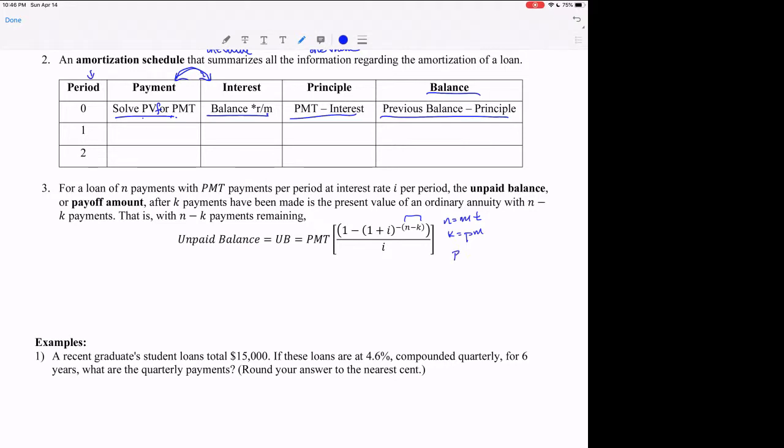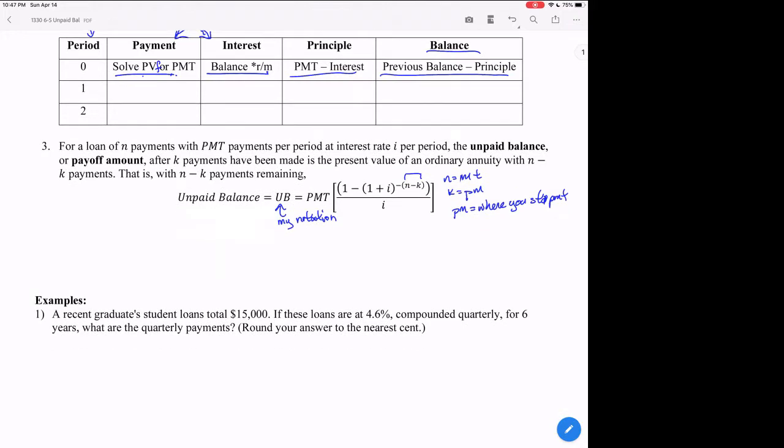Sorry. So PM, I'm really tired. PM is where you stop the payments. This is where you stop payments. Okay? So PM is where you stop the payment. All right? Now, in my notation, UB is mine. UB is nobody's notation. Everybody calls this unpaid balance. But I got tired of writing unpaid balance, so I just started calling it UB. Okay? Just because I was plain and simple tired of writing unpaid balance every time.